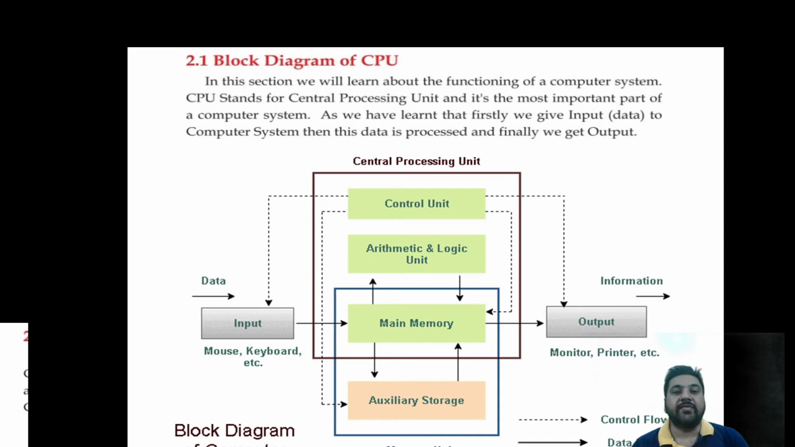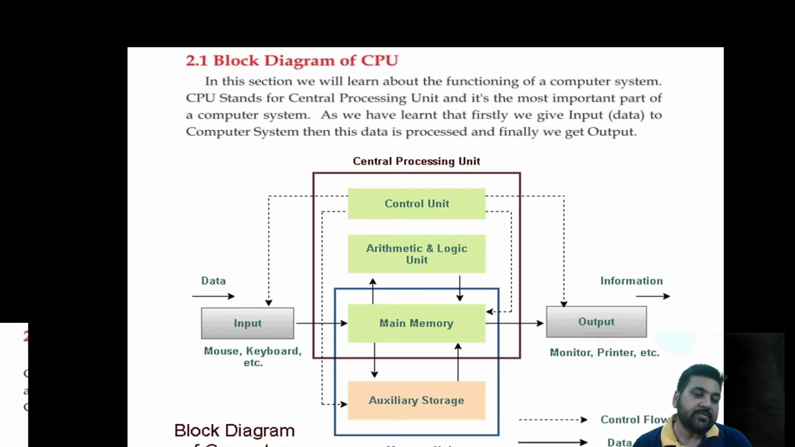The block diagram of a CPU. The full form of CPU is Central Processing Unit. In these sections, we will learn about the functioning of a computer system. CPU stands for Central Processing Unit, and it is the most important part of a computer system. As we have learned, firstly we give input to the computer system, then this data is processed and finally we get output. In this block diagram you can see the central processing unit.